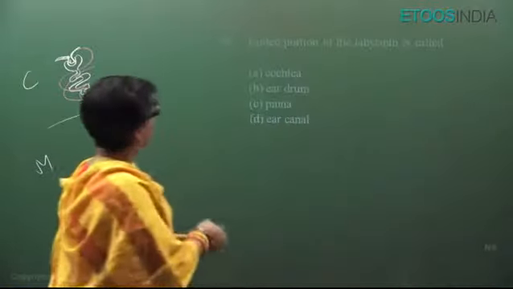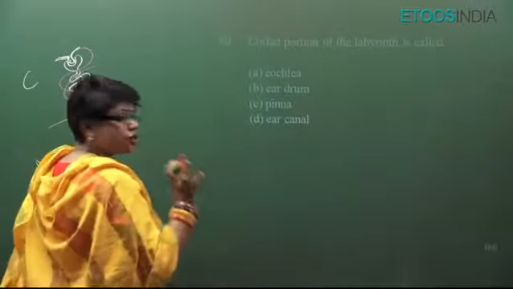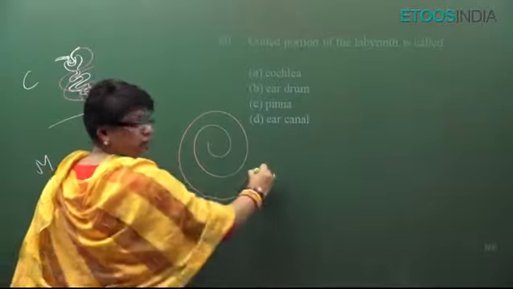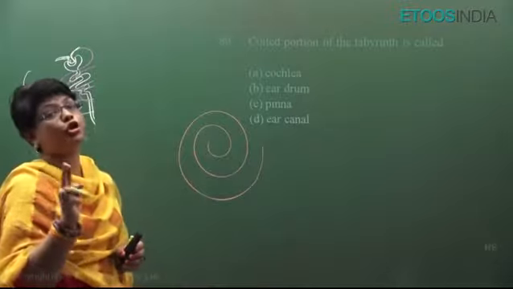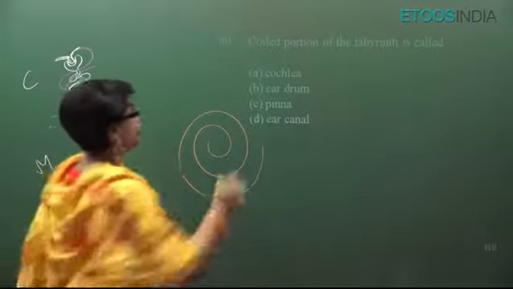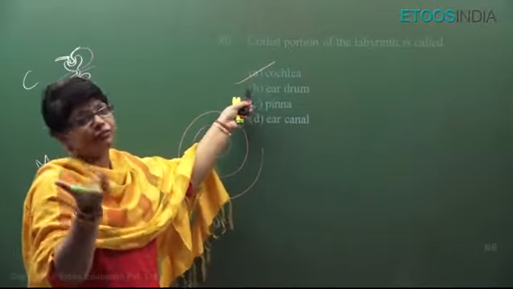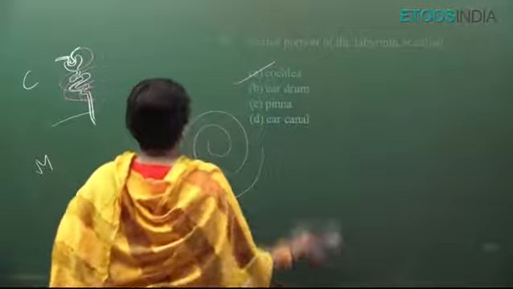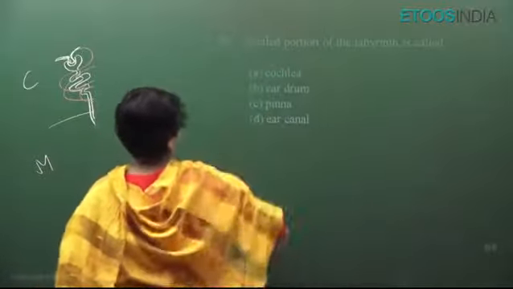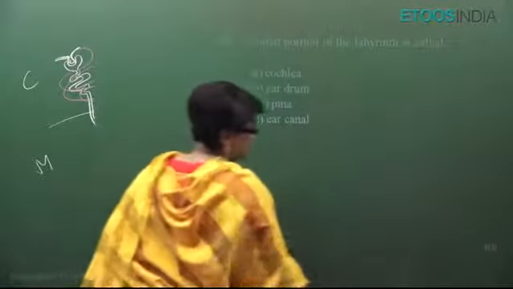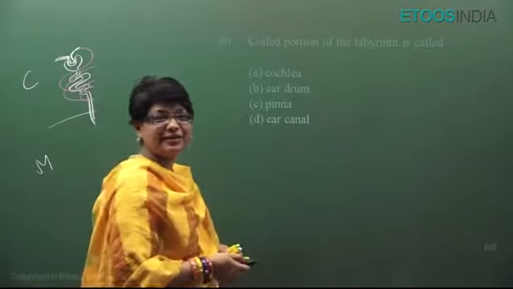Now, the coiled portion of labyrinth is called... labyrinth means internal ear. It has two parts. One is this coiled portion and one is the vestibular part, which has three semicircular canals plus the otolith organs, utriculus and sacculus. So this coiled portion is the cochlea, and it contains the organ of Corti responsible for hearing. The three semicircular canals contain cristae, and utriculus and sacculus contain macula. These cristae and macula are responsible for balancing. Anyways, the answer is A here.